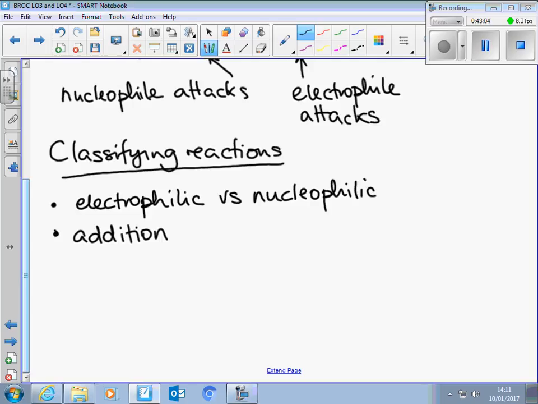You can have elimination, where you remove something. We're not going to do any elimination ones. And the other option is substitution. That's going to be the first one that we look at as a substitution.